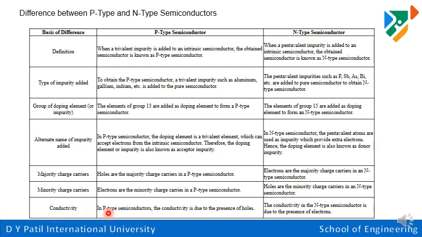And this is a very important parameter: in P-type semiconductor the conductivity is due to the presence of holes, and in N-type the conductivity is due to the presence of electrons.